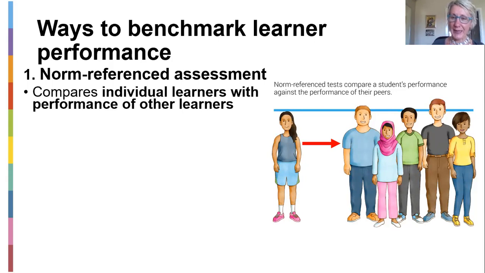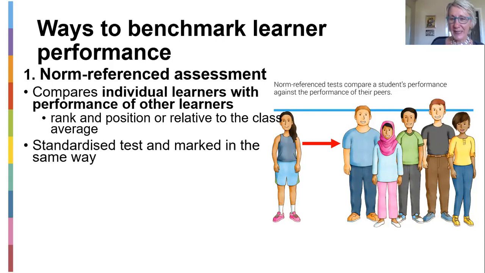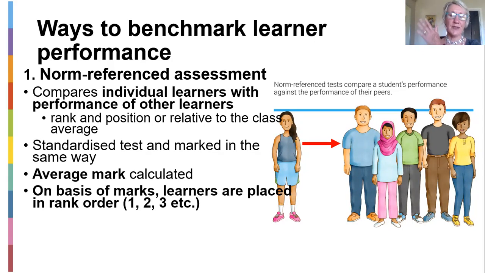So I'm going to compare individuals with the performance of other learners, and I'm going to rank them in their position. So Sally is going to be number 4 because I've taken the average of a test and she's only ranked number 4. Okay. So we standardize the test and we mark all the tests in the same way. Then we get an average mark. And on the basis of that, we rank our students from 1, 2, 3, 4 to 50, 60, 100, 200.